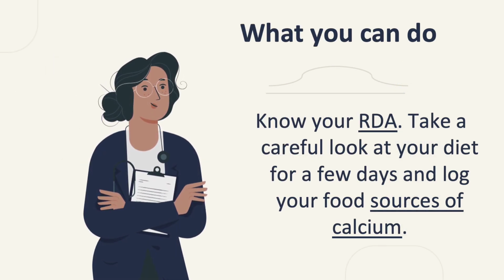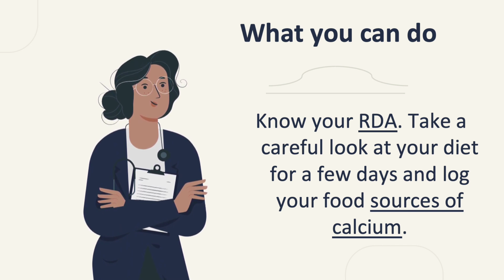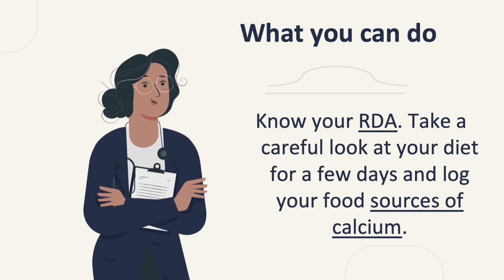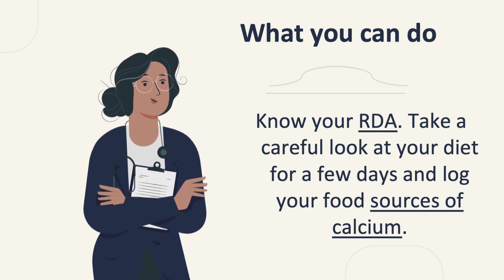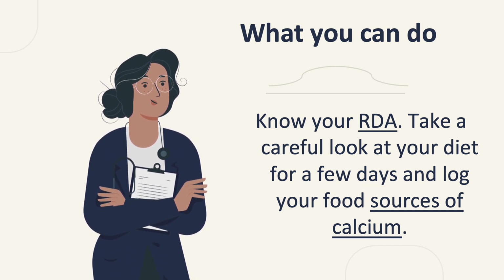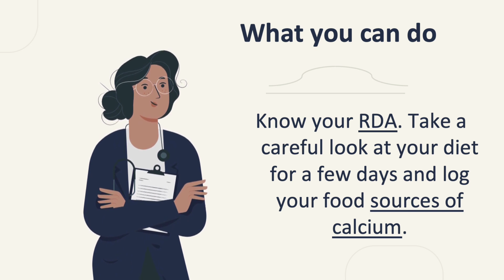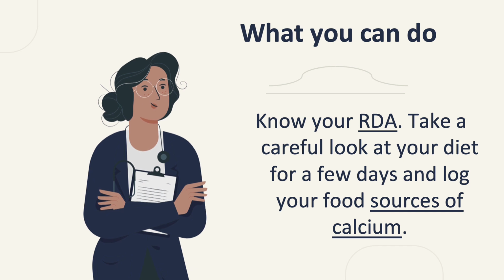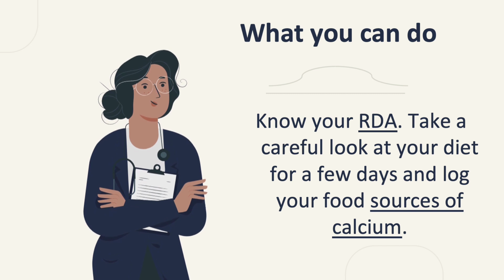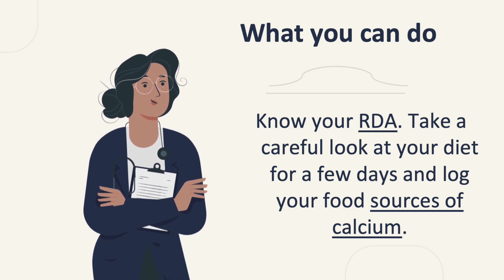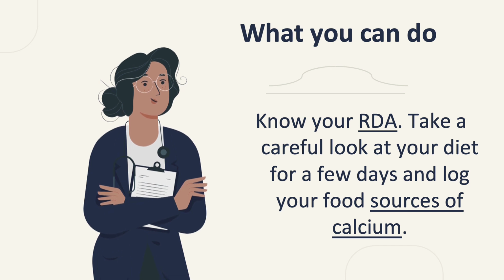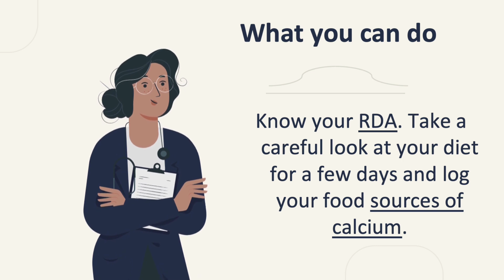Now, what you can do to monitor your vitamin D and calcium diet. Know your recommended dietary amount. Take a careful look at your diet for a few days along with your food sources of calcium. Always see what you eat. See what nutrients you are taking from your diet. It is not difficult to find the RDA charts from Google, from the internet. Always count your calories, count your nutrients, count your vitamins. Are you taking the proper vitamins from your food or do you need vitamin supplements?